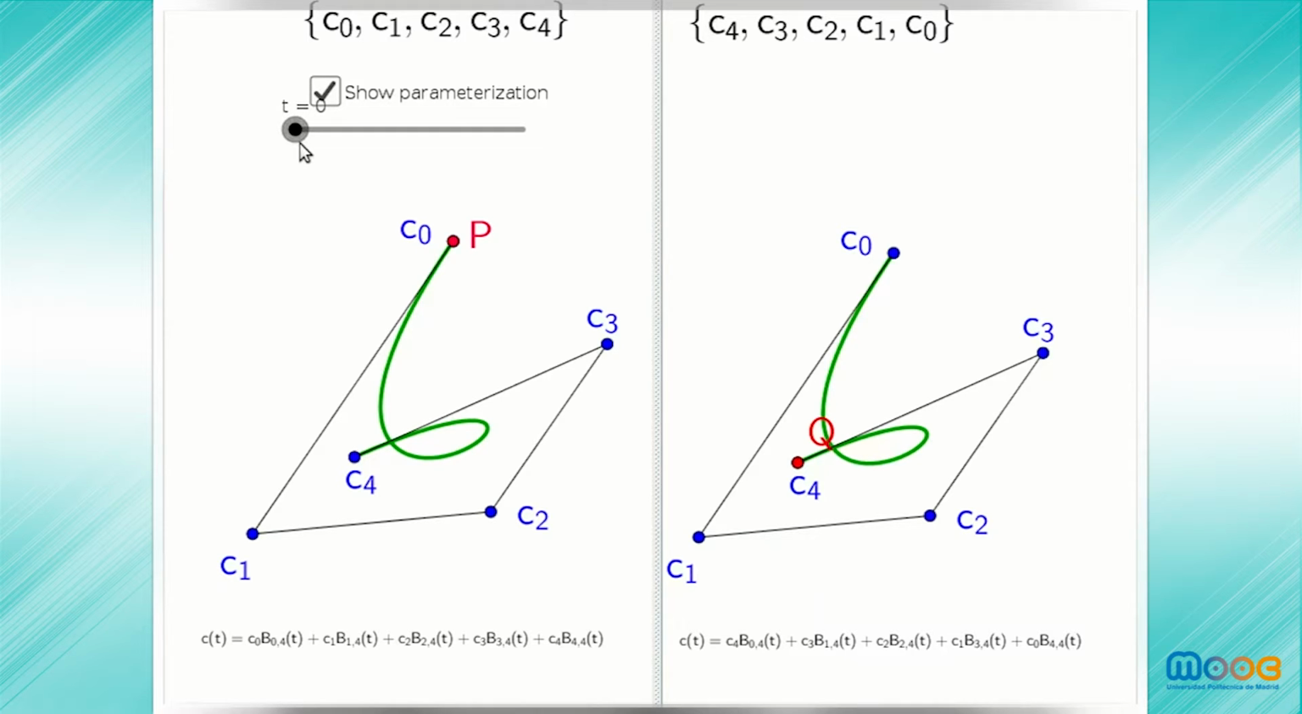So when t is equal to 0, the point C of 0 in this curve is C0, whereas on this curve, when t is equal to 0, the first point is C4. It corresponds to the first point in the control polygon. As t moves on to 1, the points move on the curve in reverse order.